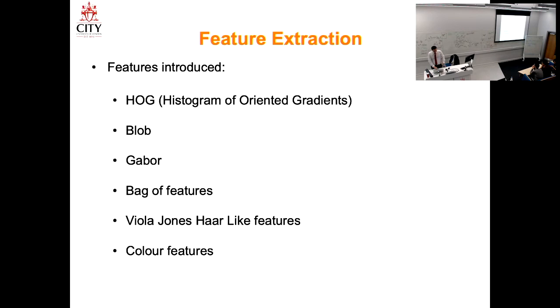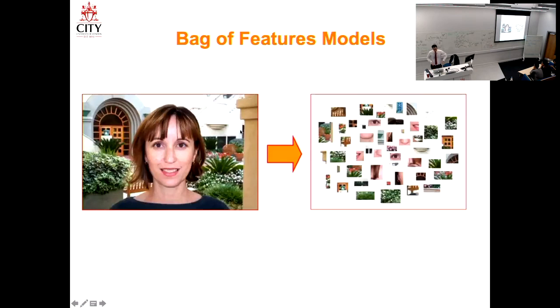So we have talked about different sources for feature extraction. We talked about histogram of oriented gradients, blobs, Gabor, and so on. How can I use my features? As I said, there are two ways. This bit is important. Pay very good attention. There are more ways, but we're talking about the two main ways if you want to compare two images.